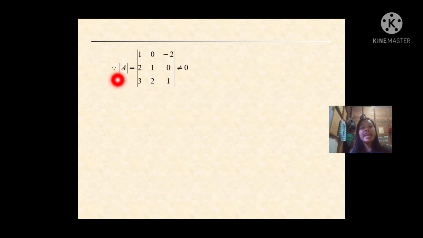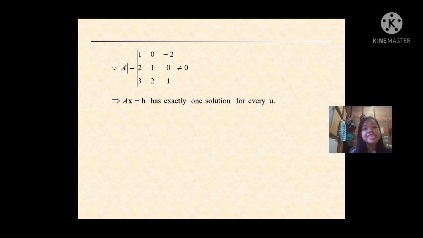Therefore, the matrix A, 3 by 3, has 3 rows and 3 columns. In the first row, 1, 0, negative 2. The second row is 2, 1, 0. And the third row, 3, 2, 1. Its determinant is not equal to 0, so Ax equal to b has exactly one solution for every U. The span is equal to R cubed.